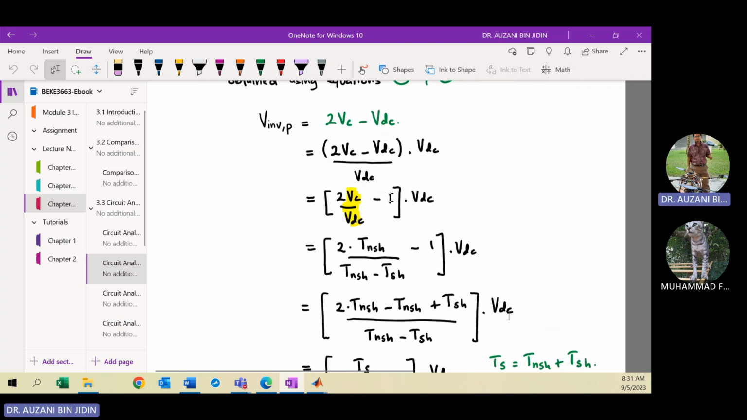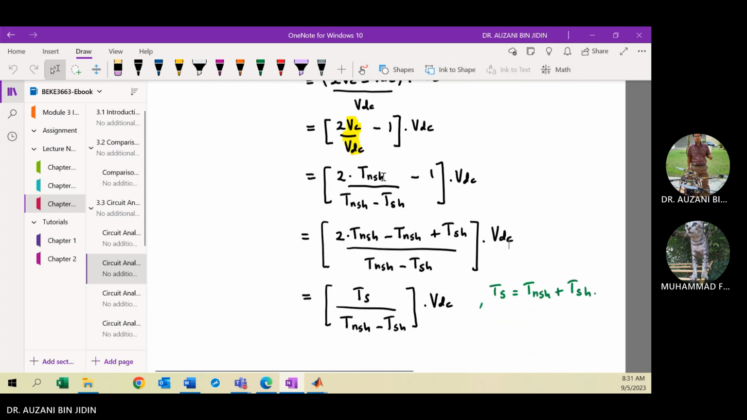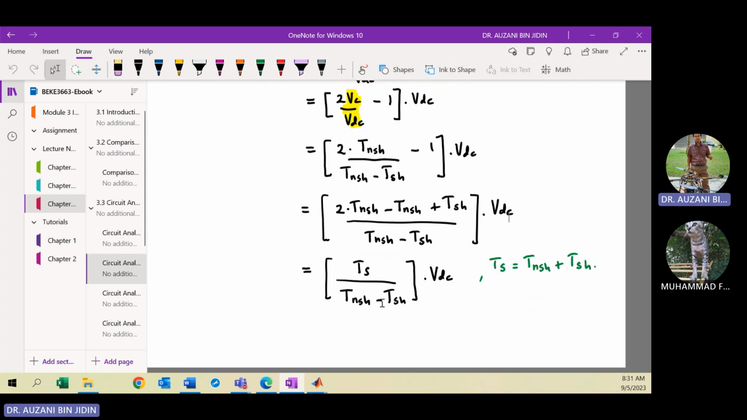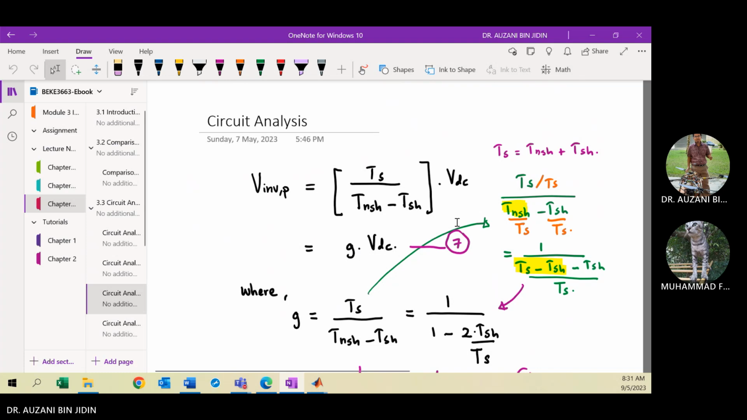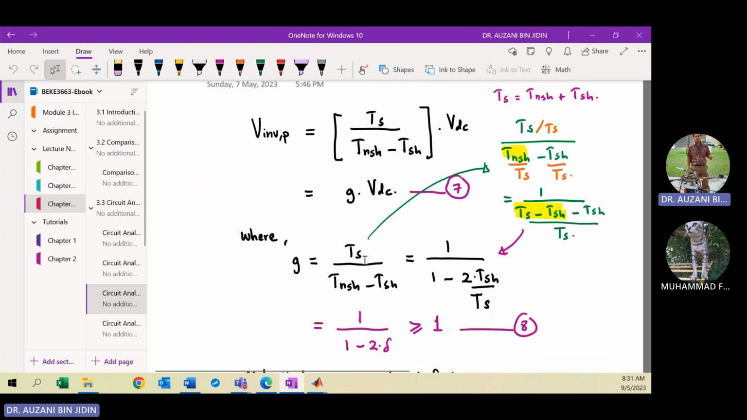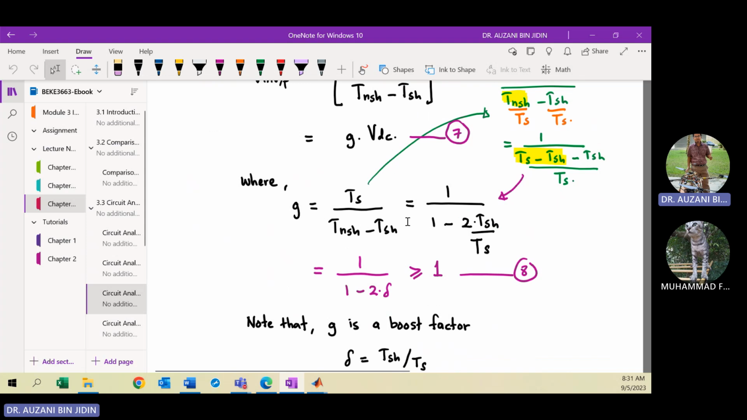Okay, then finally you can obtain this equation. Then from equation 2, you can equate the bracket term as G. G is the boost factor. Here you try to rearrange the equation so that you get this equation.